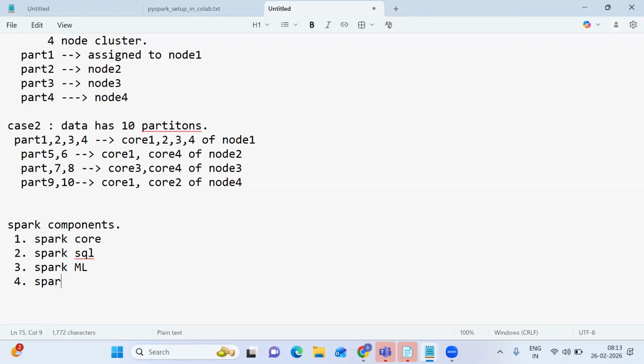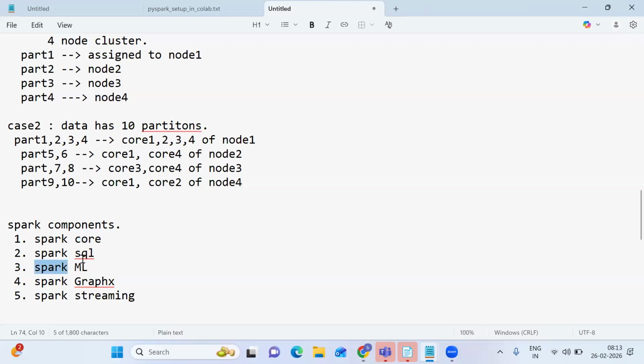4, Spark graphics. 5, another important, very important thing, Spark stream. Understand? Generally, this core is a foundational API here. So Spark engine. Okay. So Spark core means that is a Spark engine.